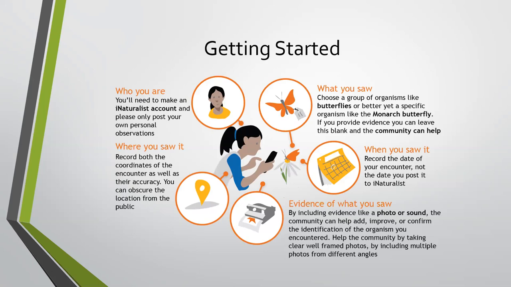So getting started with iNaturalist, you're going to have to create an account. It's a free account. You'll just put in your email address, you'll make up a username, and then a password, and that's all you have to do to begin to create an account. Then you'll go out into nature and take some pictures of something. It can be with your cell phone, it could be with a standalone camera, and then you would upload those pictures either through the app on your phone or from your computer, and upload those to the world.